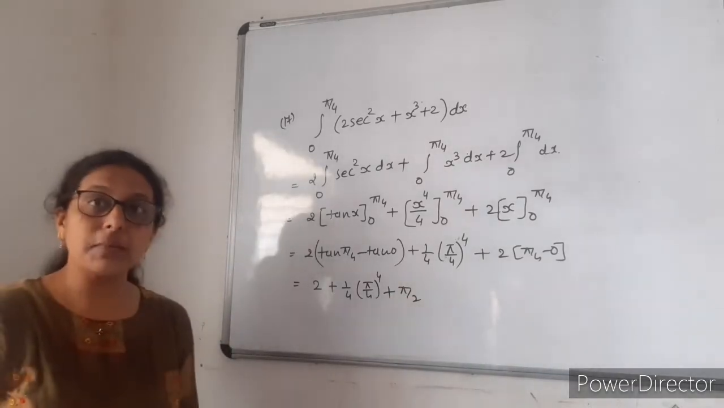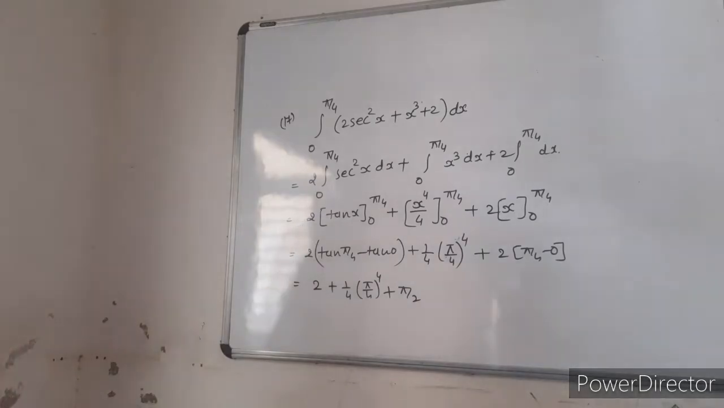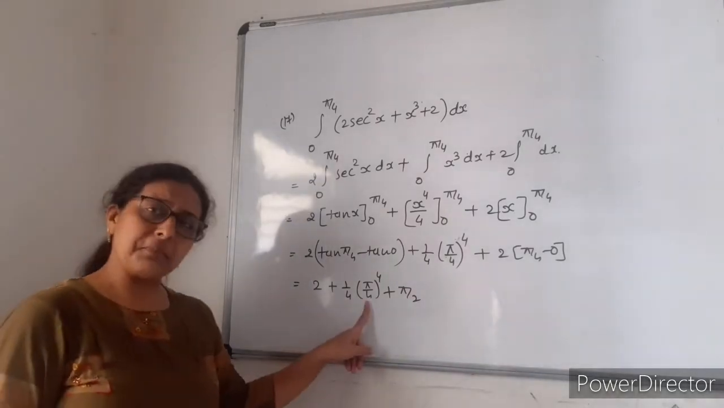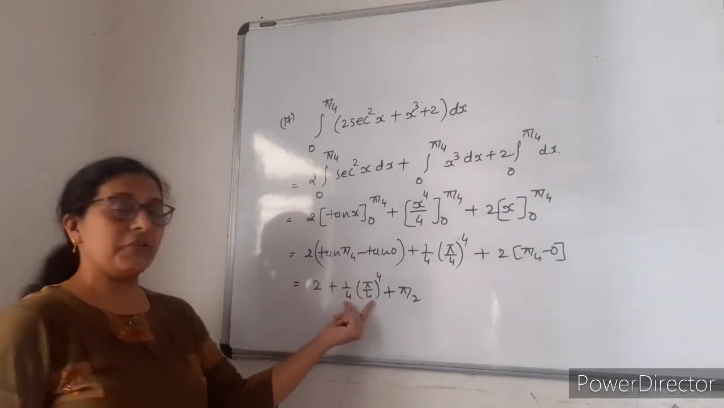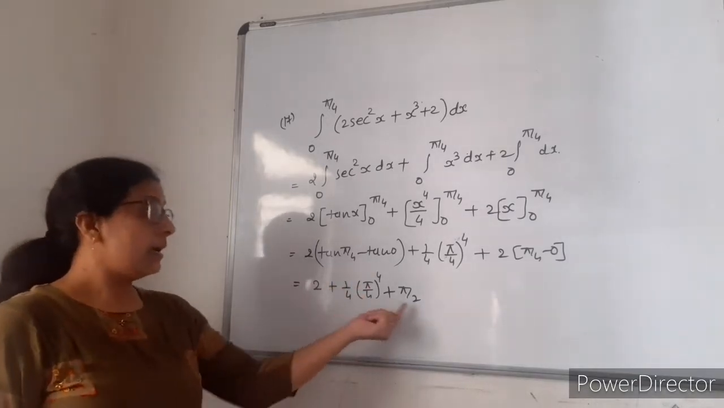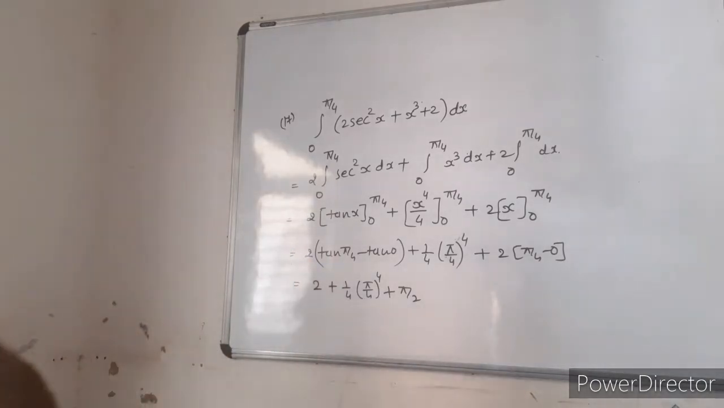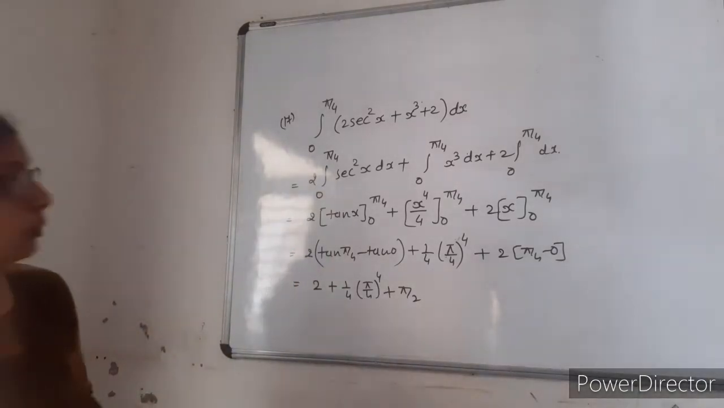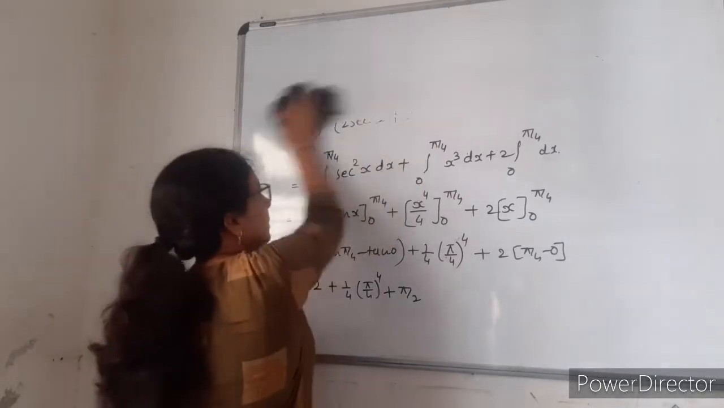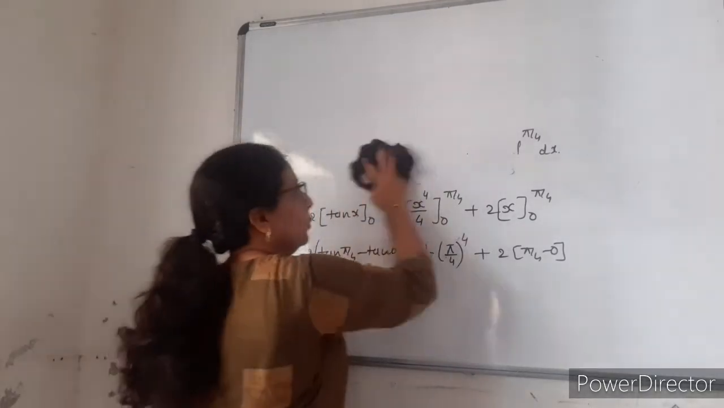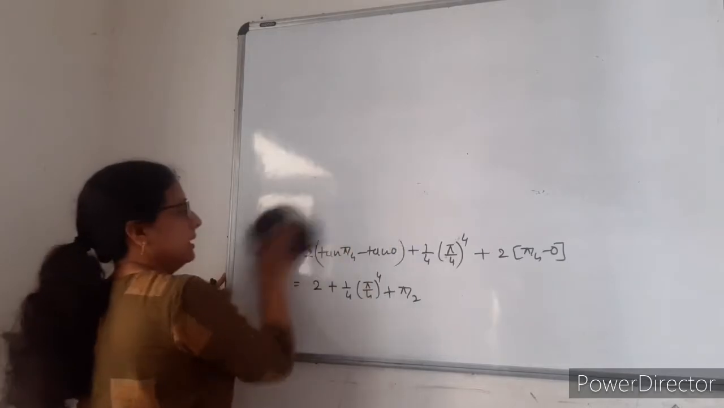So this is question number 17. Here you can also simplify, that is pi raised to 4 upon 4 raised to 5, and then pi by 2. Or if not simplified, then it is okay. So this is our question number 17. Then we'll go ahead with question number 18.